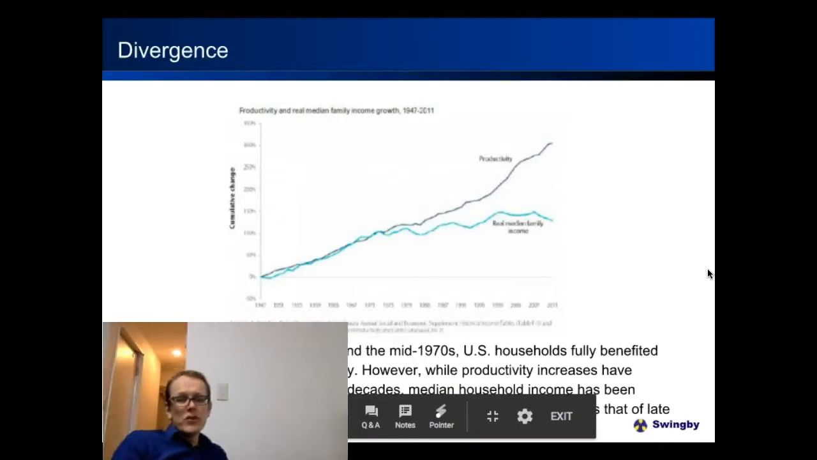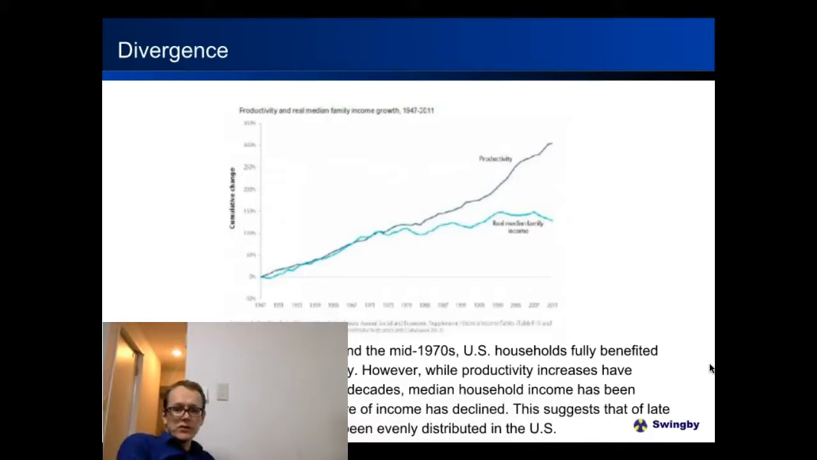So between the end of World War II and the mid-1970s, U.S. households fully benefited from the steady increase of productivity. There was a strong position of the labor unions, and basically every rise in productivity was translated into higher incomes. However, while productivity increases have continued over the last 4 decades, median household income has been relatively stagnant, and labor share of income has declined. This suggests that of late the benefits of invention have not been evenly distributed in the US.